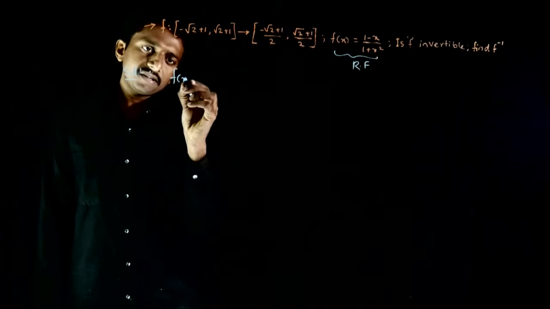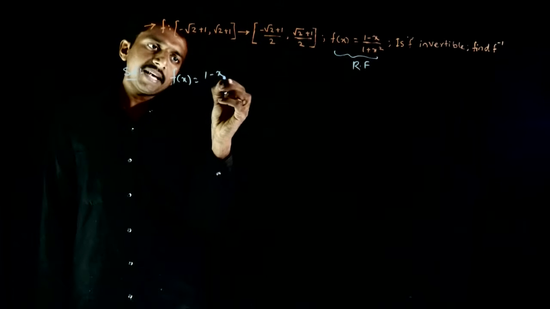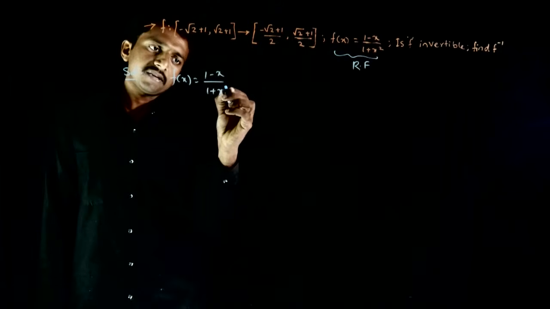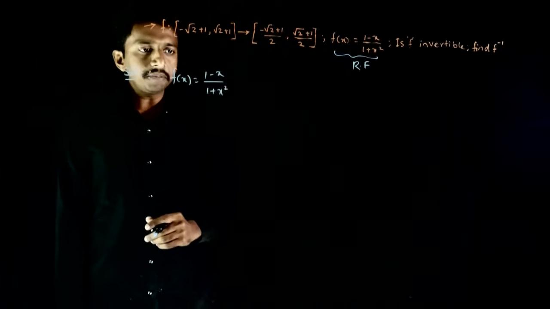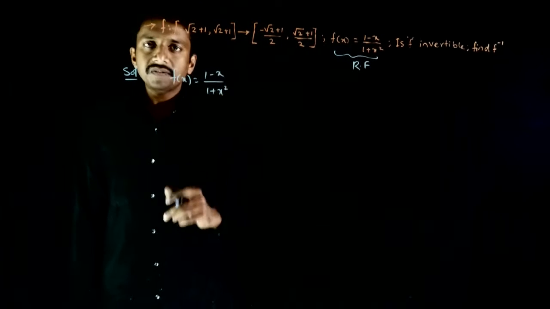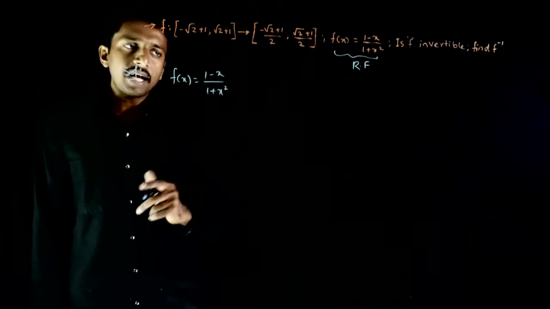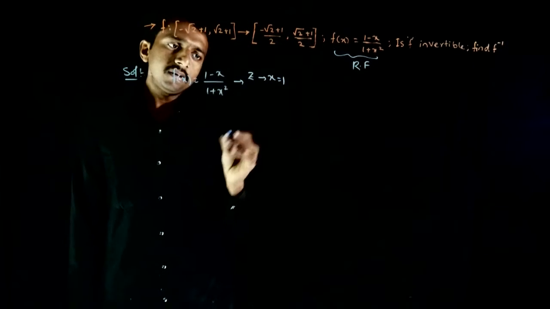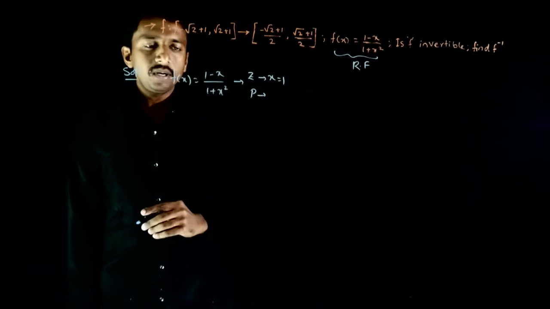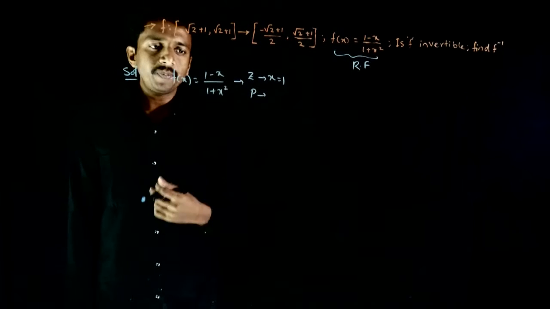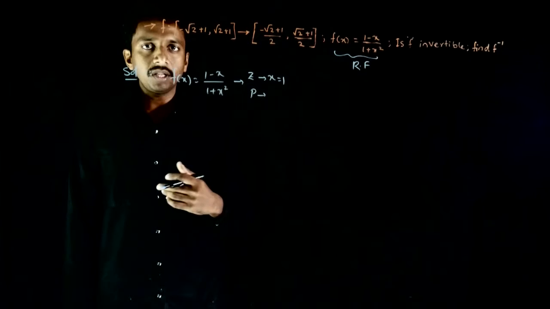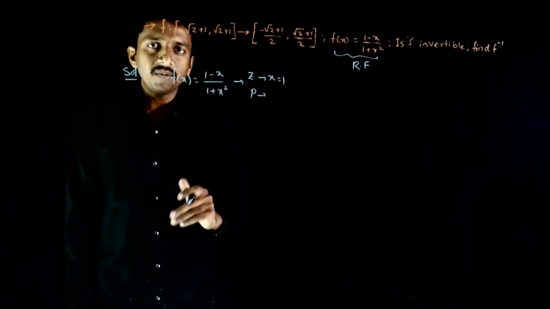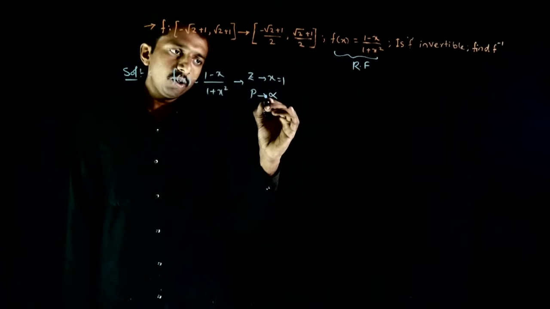My f(x) is (1 - x)/(1 + x²). So we will use the wavy curve method. So what are the zeros of this function? Where does the numerator become zero? So the zero is x = 1. What are the poles? Poles means the x where the denominator becomes zero, those are called the poles. 1 + x² will never be zero, so there are no poles.